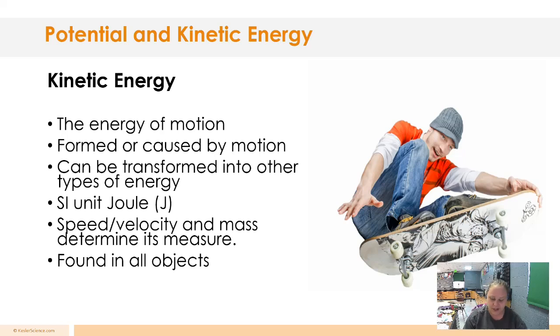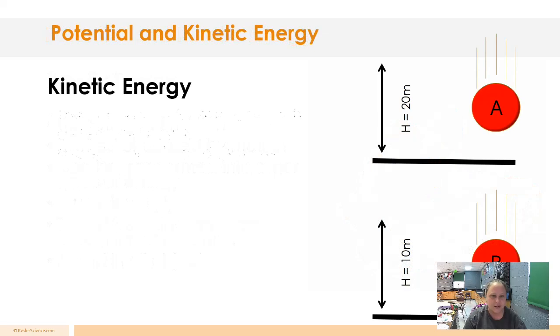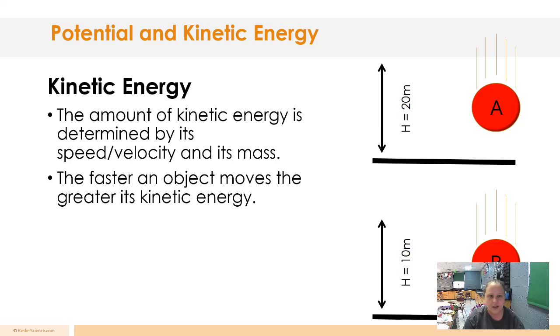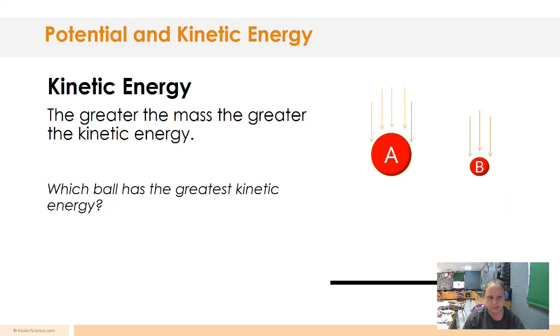Kinetic energy is found in all objects. The amount of energy is determined by its speed, velocity, and its mass. The faster an object moves, the greater its kinetic energy. Which object has the greatest speed? Is it 20 meters or 10 meters? Kinetic energy, the greater the mass, the greater the kinetic energy. Which ball has the greater kinetic energy?